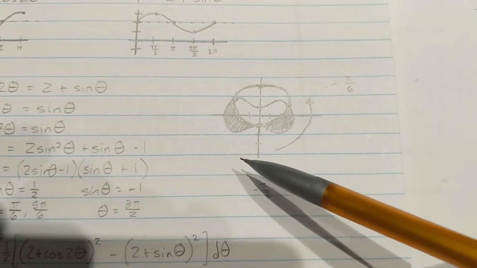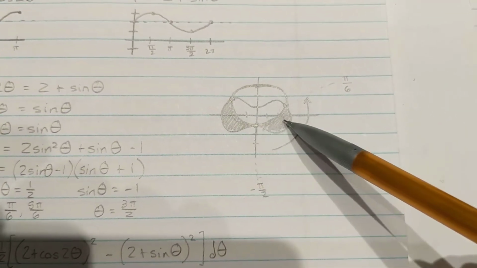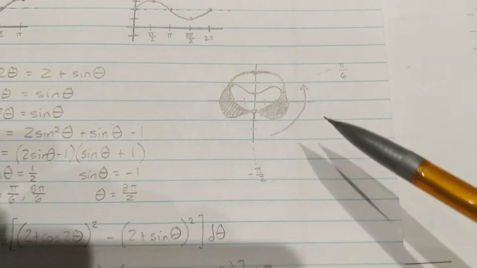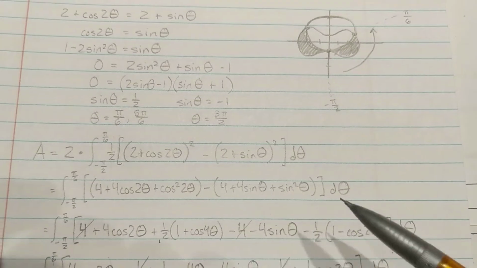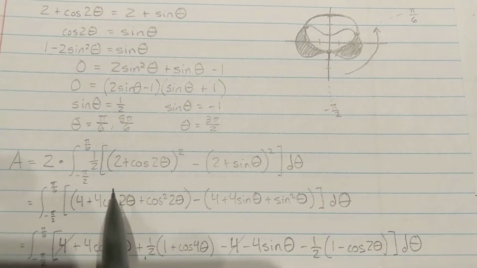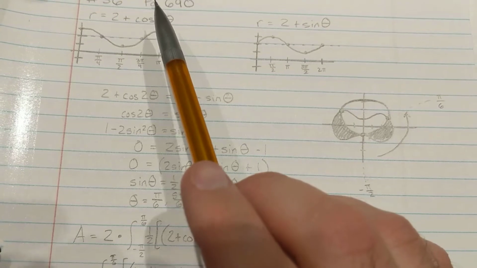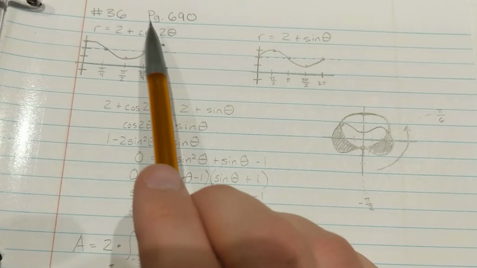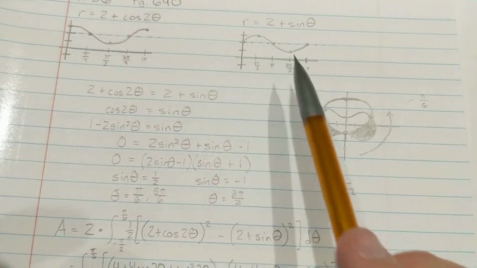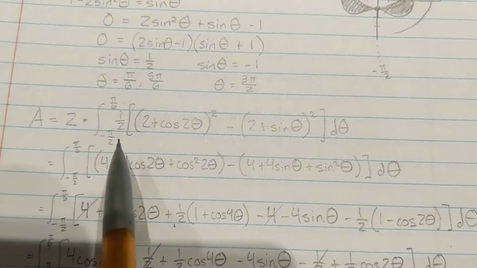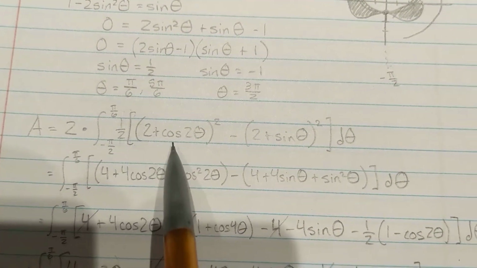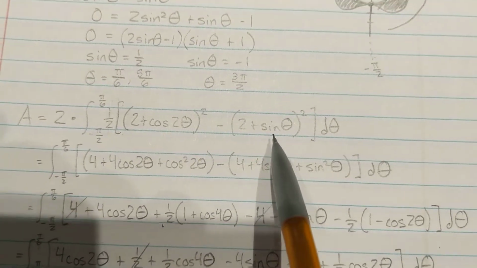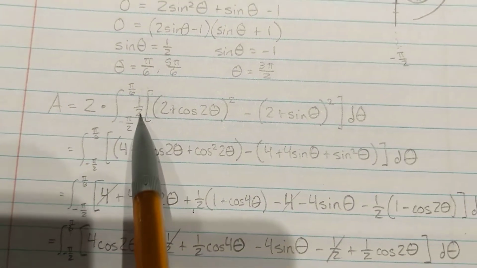I mean, we could try to do the whole curve, but we're going to run into a few issues, so it's easier if we just do this one section and then multiply it by 2. So if we set up our area equation, we want the integral of 1/2 times one function squared minus the second function squared. That's to find the area inside this one, but outside that one. And so down here we've got our integral of 1/2 times (2 plus cosine 2 theta) squared minus (2 plus sine theta) squared.